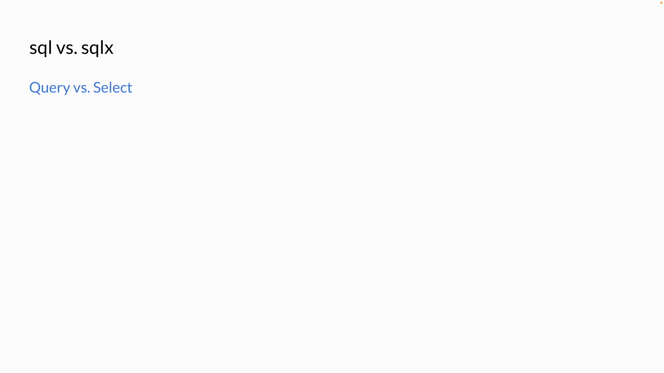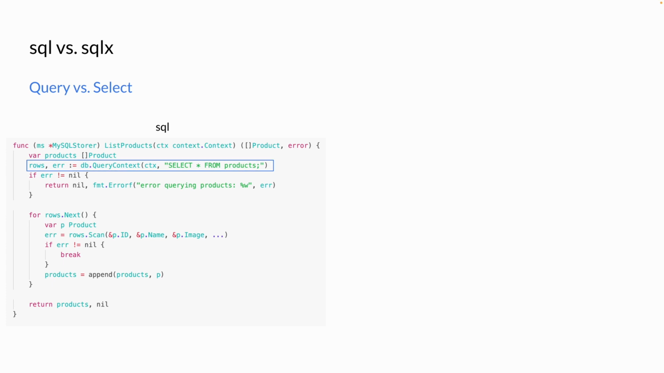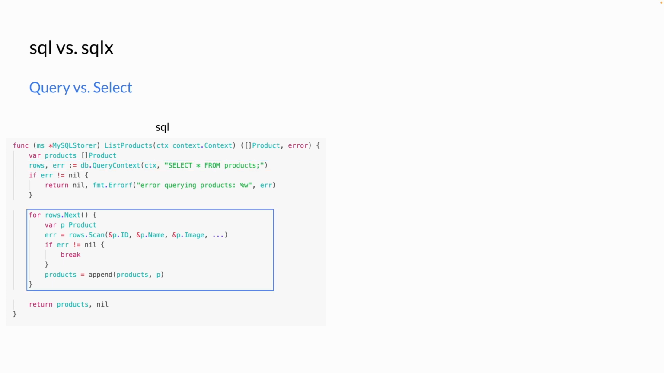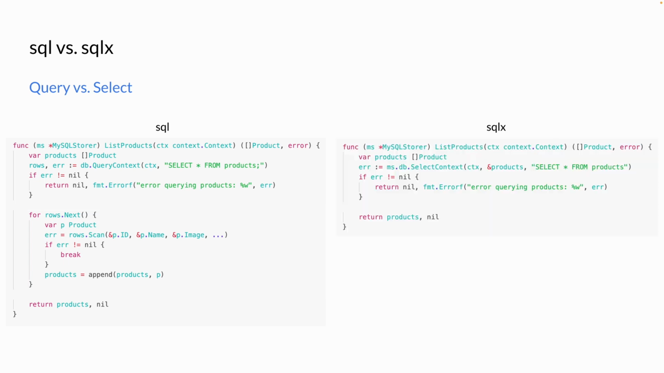And here's just another example. For the standard SQL package, you call Query or QueryContext that returns an array of rows, which you have to iterate over and scan each row at a time. With the sqlx package, you have the SelectContext that inserts the values from the select query into the products array.